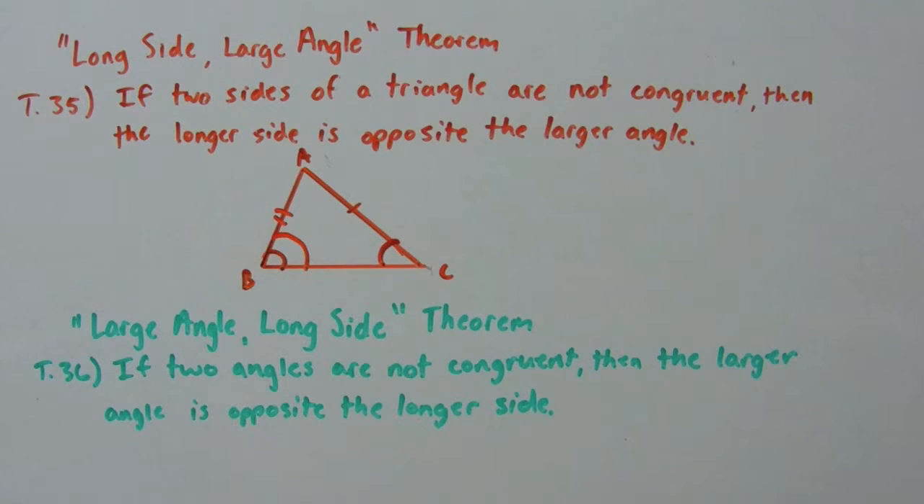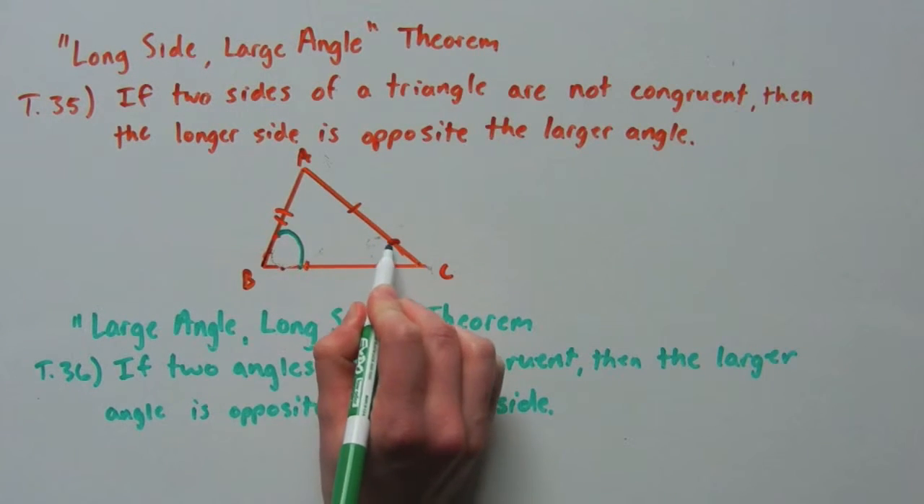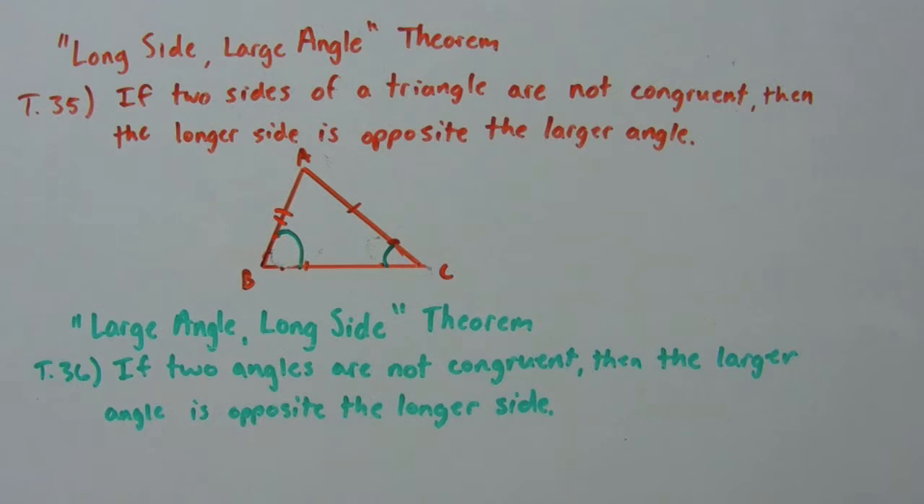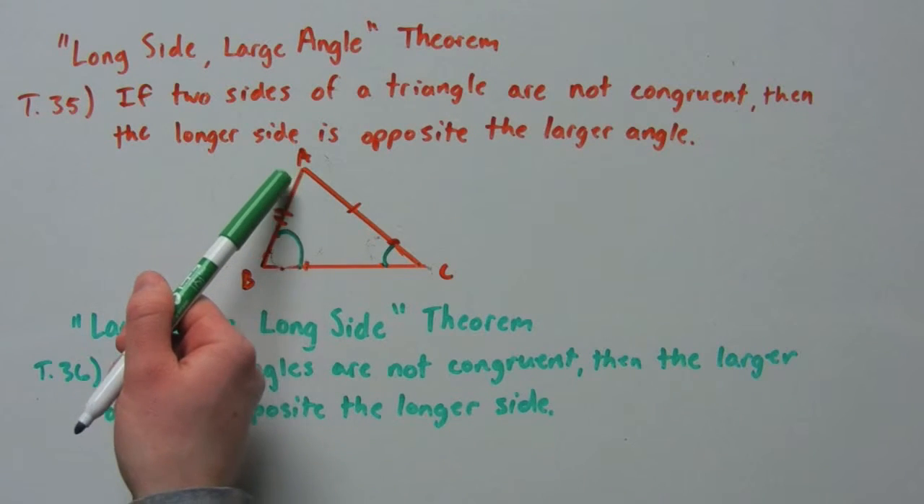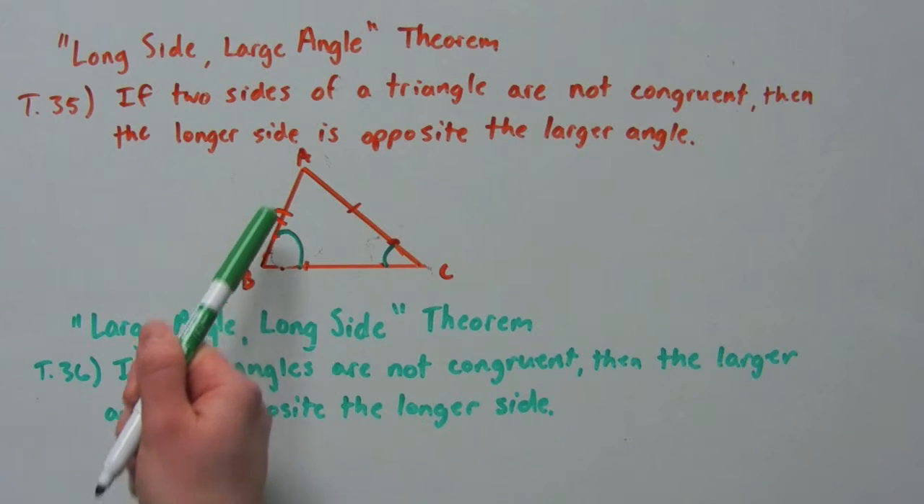Our next theorem, again I have named it the large angle long side theorem. You can refer to it as T36. The name I made up is just to help me remember what the theorem says. So T36 says if two angles are not congruent, then the larger angle is opposite the longer side. Looking at this picture again, remember, this angle B was greater than angle C. So based on this theorem, since angle B is greater than angle C, then the side opposite angle B, side AC, is going to be longer than the side opposite angle C, AB.